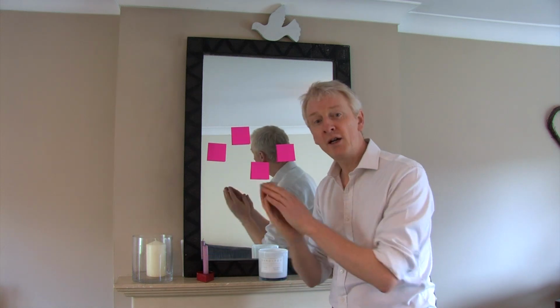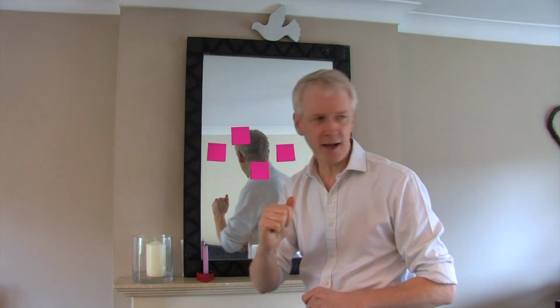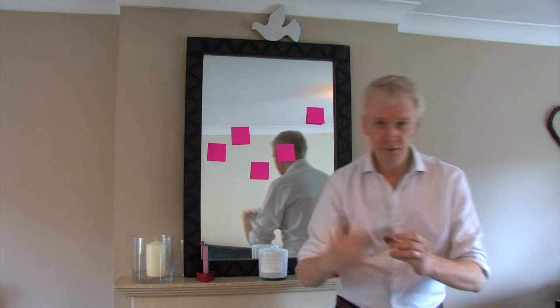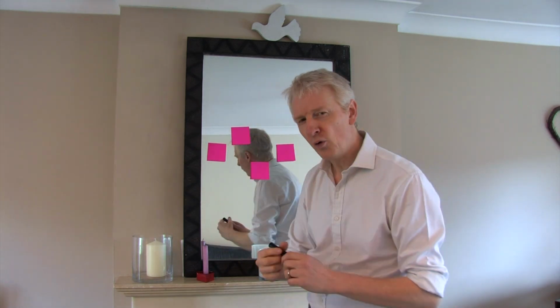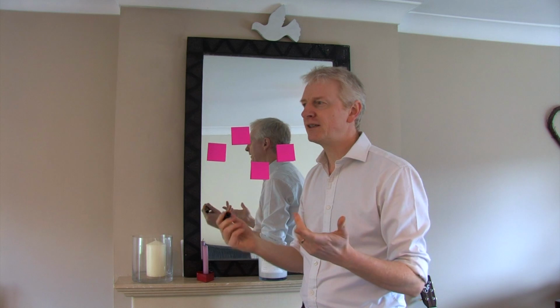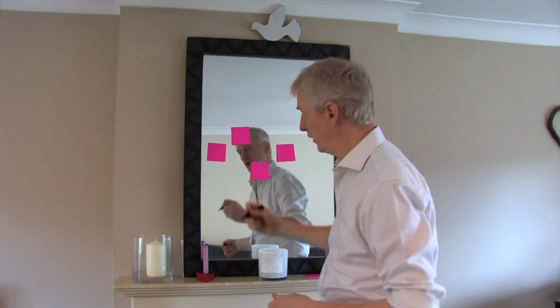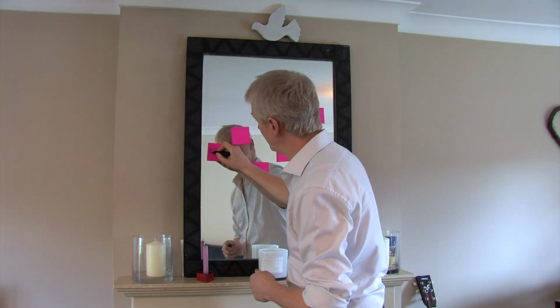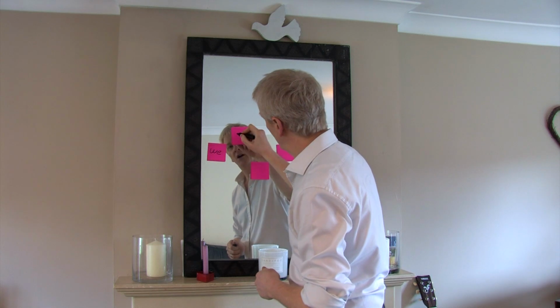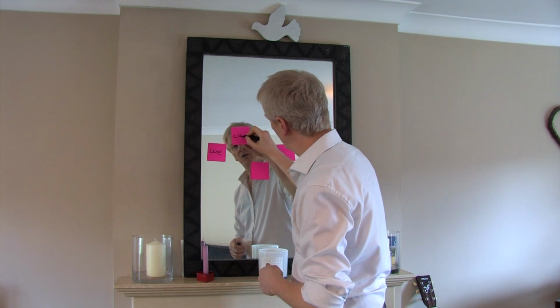The next bit is we can write on the notes. So let me get my pen. All you need to do is think of some words. For this one, we're going to sing, maybe let's say, we can sing our song. So when you think of some words, you simply write the words onto the post-it notes.